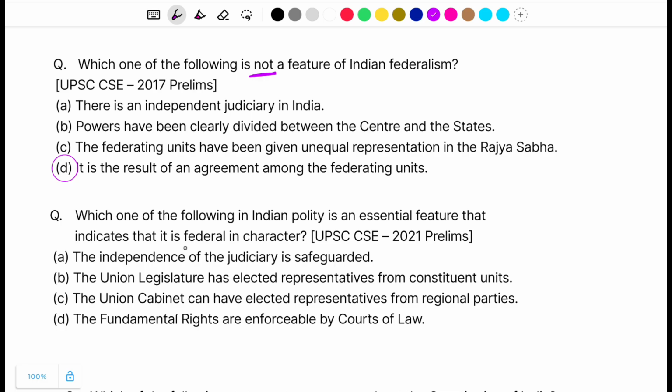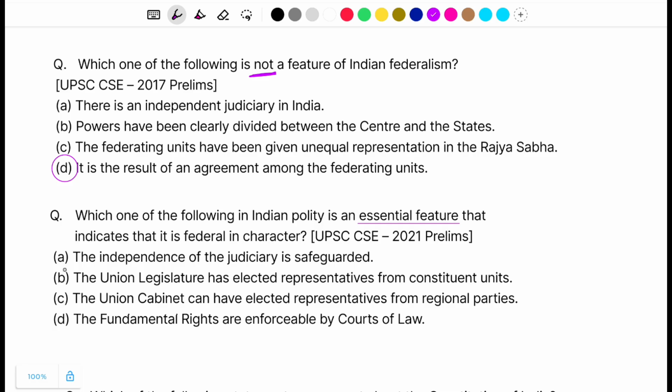So let us read this question. Which one of the following in Indian polity is an essential feature that indicates that it is federal in character? Essential feature. The independence of the judiciary is safeguarded. The Union legislature has elected representatives from constituent units. The Union cabinet can have elected representatives from regional parties. The fundamental rights are enforceable by courts of law. Every statement looks right. But we have been asked to identify the essential feature.